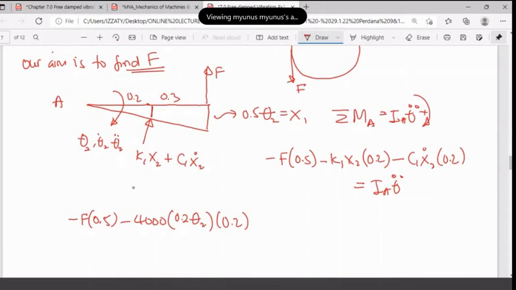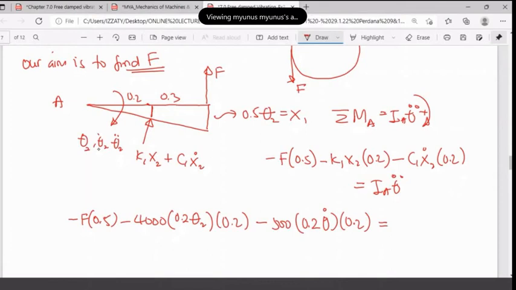What else do you have? Minus C1. What do they provide for C1? They provide 500. Put it as 500 multiplied by X2 dot. X2 dot will be here, isn't it? It's 0.2 again, 0.2 here, theta dot, another 0.2. Correct? So it is equal to I.